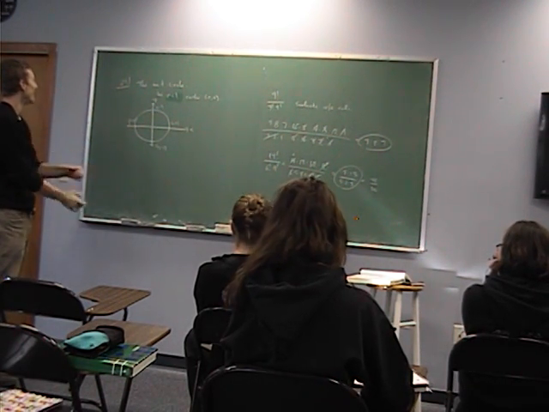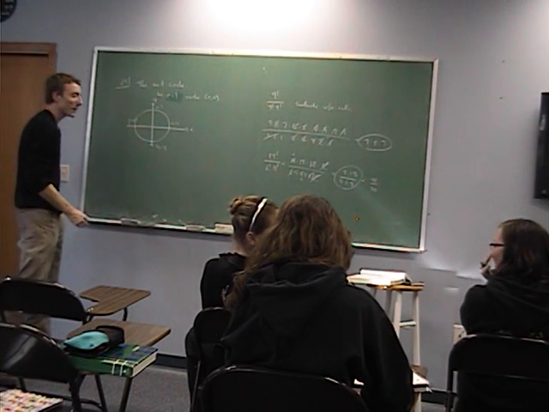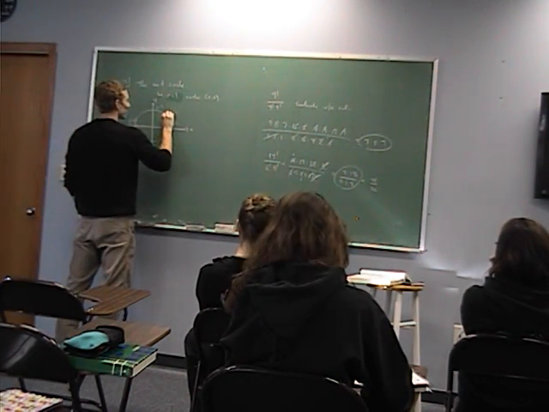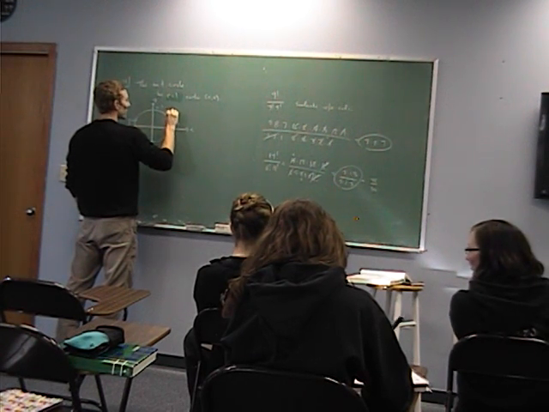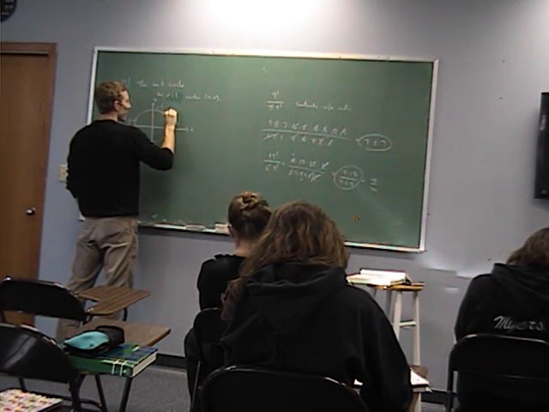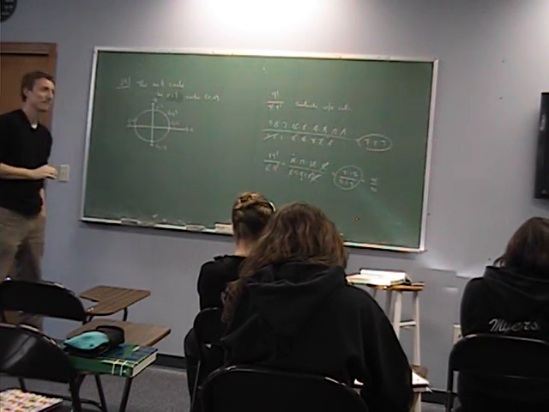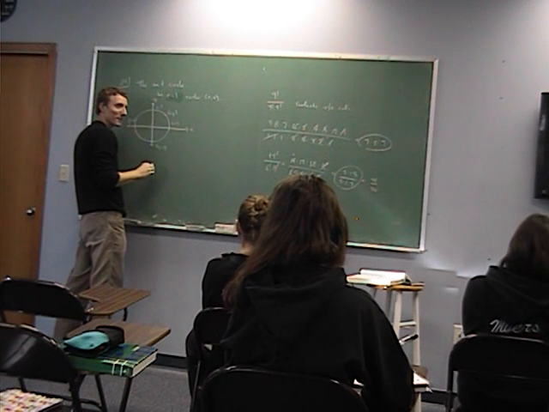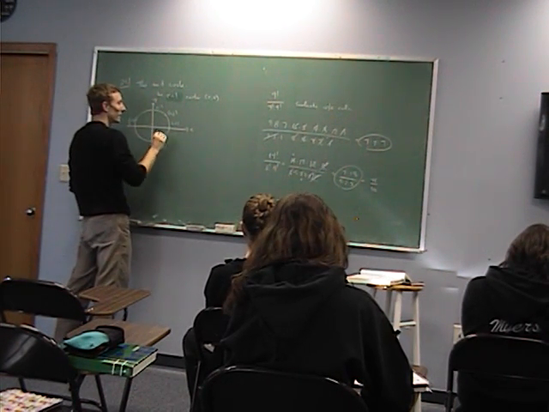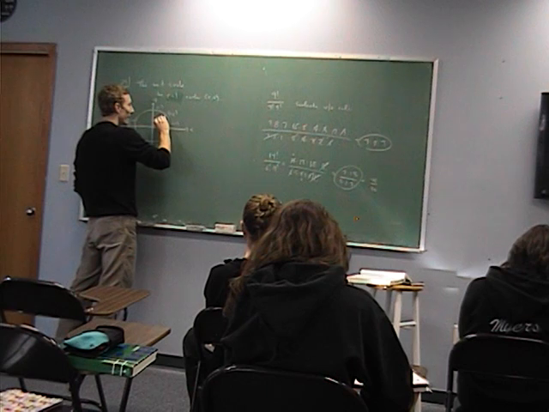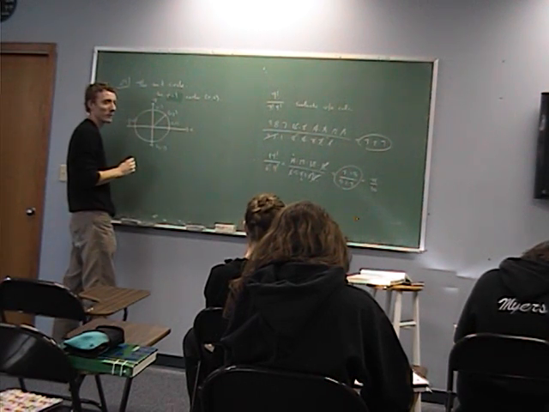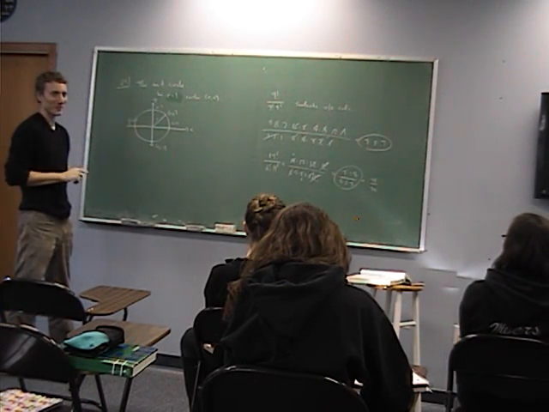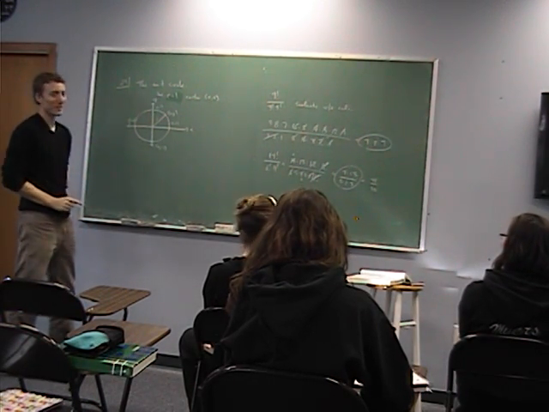Good. Now let me pick a random point on the unit circle. This is some (x, y). From this point, if I connect out here, that would be a radius. It would have a length of 1. Why? Because this is the unit circle, and the unit circle has a radius of 1.